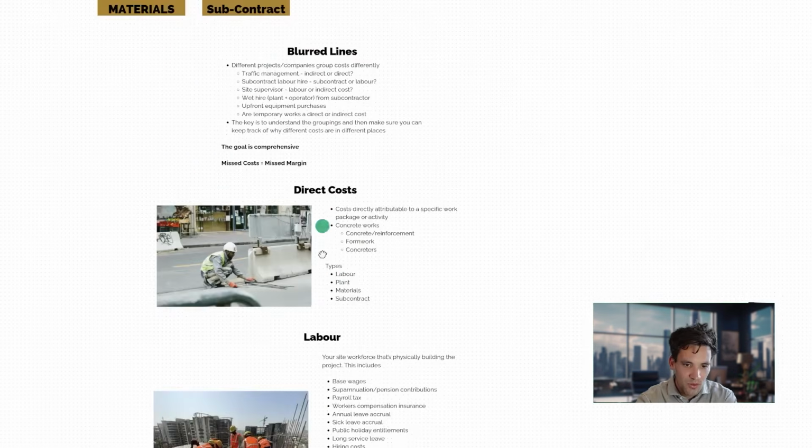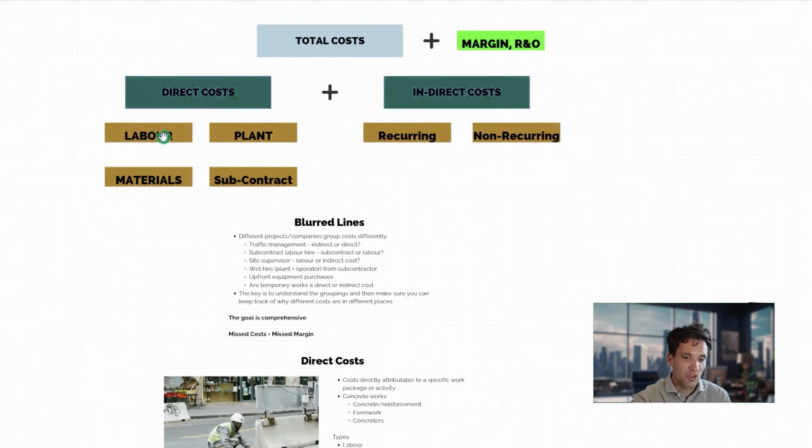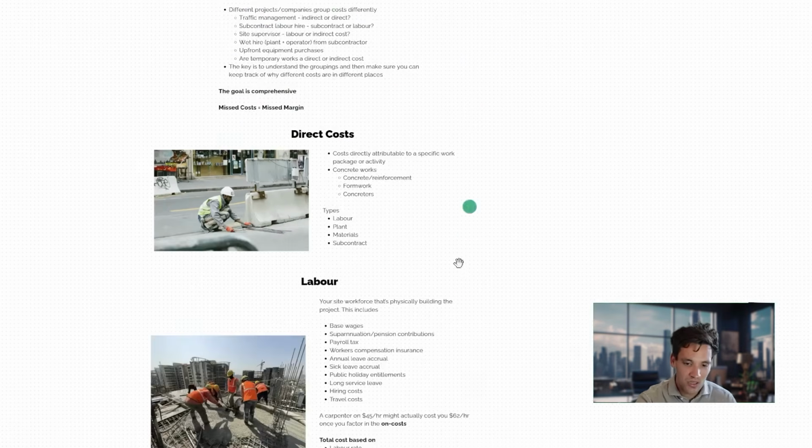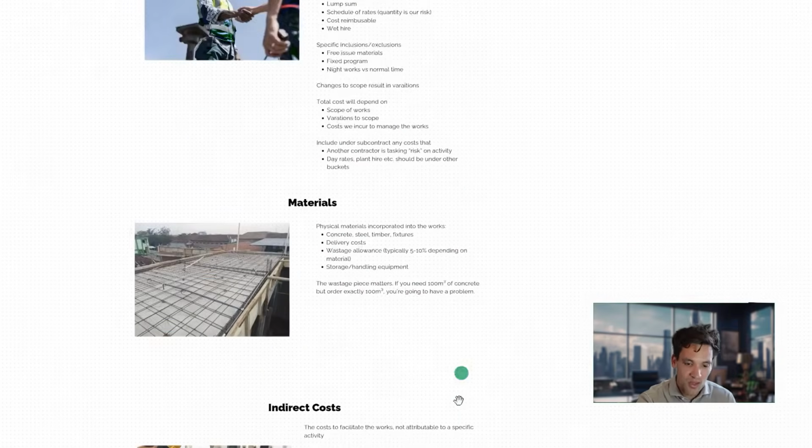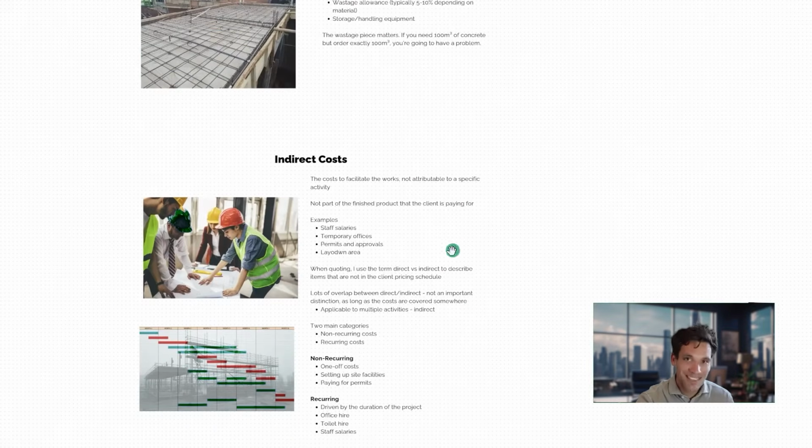Okay, so where are we up to? We've gone through our direct costs. We're talking about labor, plant, materials, and subcontract costs. And I also would like to more or less draw into distinction that these three items I would refer to as self-performing costs where we're managing the works ourselves. Subcontract costs when we're engaging another company to do them. However, together, we've come up with our direct costs, which are the cost of doing the physical construction works. Next, we're going to talk about indirect costs, which are the cost of supervising, managing, and facilitating the works.